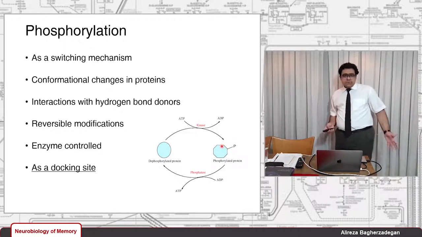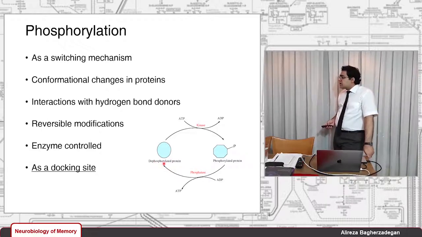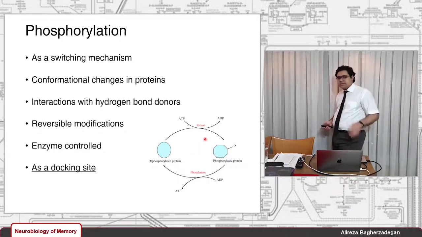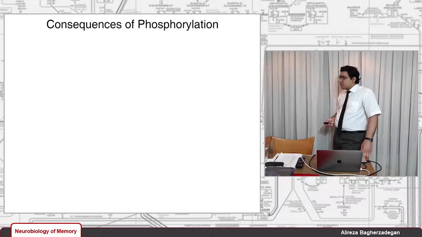And then we have a phosphorylated protein, and that phosphorylated protein can turn back into a dephosphorylated protein by an enzyme called phosphatase. This phosphatase removes a phosphate from the phosphorylated protein and gives it to an ADP. And now we have a dephosphorylated protein. It's not completely accurate. It's a very schematic view. I'm going to explain the exact mechanisms of phosphorylation and dephosphorylation and also the catalytic functions of kinase and phosphatase enzymes.